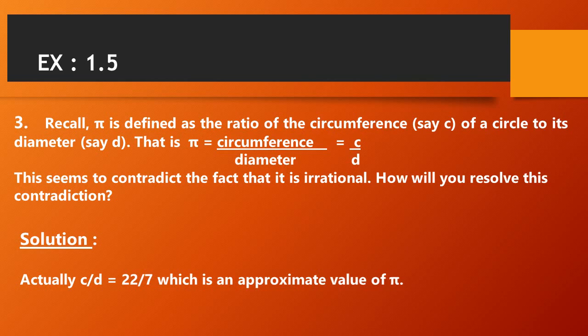So we are not able to realize that either the circumference c or the diameter d of a circle is irrational. Therefore, we can conclude that there is no contradiction regarding the value of pi, and we realize that the value of pi is irrational.